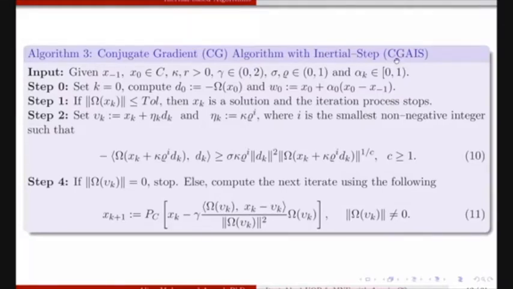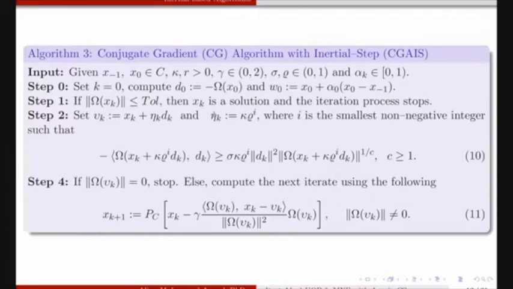So if we are given two initial guesses, x minus 1 and x0, we initialize all the parameters here, and we choose our alpha k very carefully, such that it gives us a better result. So at iteration 0, or step 0, we compute the search direction using the steepest descent, and we compute the inertia, which is x0 plus alpha 0 times x0 minus x minus 1.